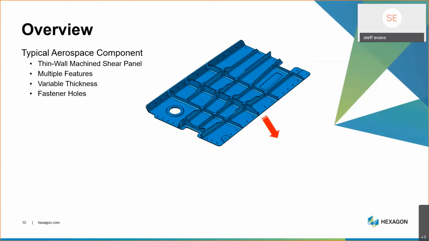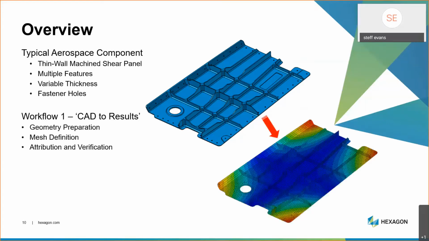Okay, so I'm going to run through 2 workflows. The first workflow is going to be focused on what we call CAD to results. We used to talk about CAD to mesh, but Apex offers much more than that now. So we're looking at the full cycle, or product development cycle, if you like, for an FEA model: from source CAD, geometry preparation, mesh definition, and then finally attribution and verification through to a fully running model, whether the analysis is performed in Apex or externally using one of the tools that James mentioned.